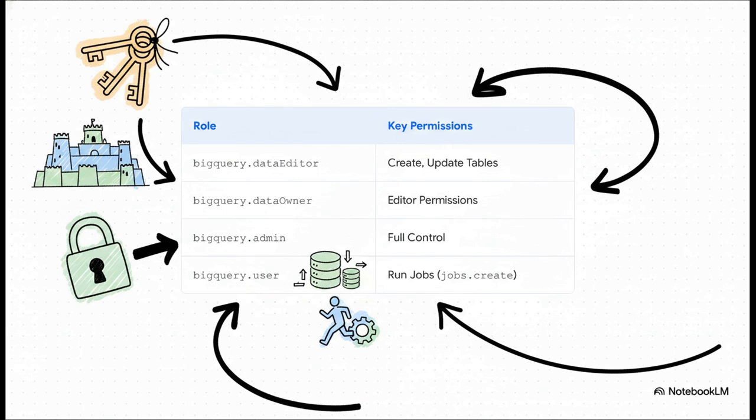See, instead of making you assign dozens of tiny individual permissions like tables.create or jobs.create one by one, which would be a huge pain, Google bundles them into these really convenient predefined roles. So, for example, if you need to create and update tables, you just assign the data editor role. It makes managing who can do what so much simpler.